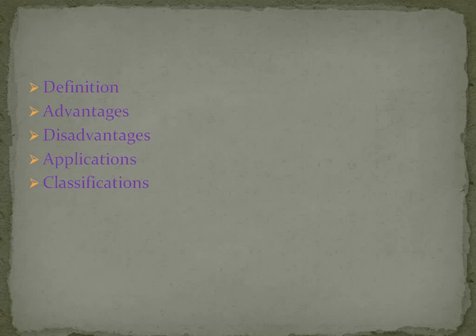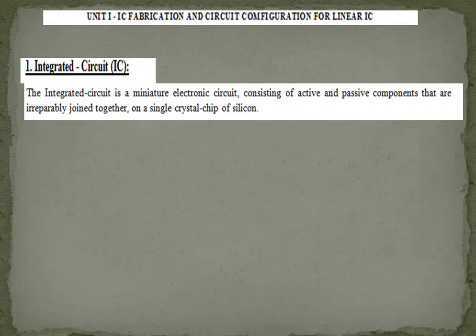In this video lecture, we are going to see about the definitions, advantages, disadvantages, applications, and classifications of integrated circuits. IC stands for integrated circuits. It is a technology, a miniature electronic circuit consisting of active components and passive components that are fabricated on a single chip of silicon. The active components include transistors and diodes, and passive components include resistors, capacitors and inductors. So this is the definition of integrated circuit.